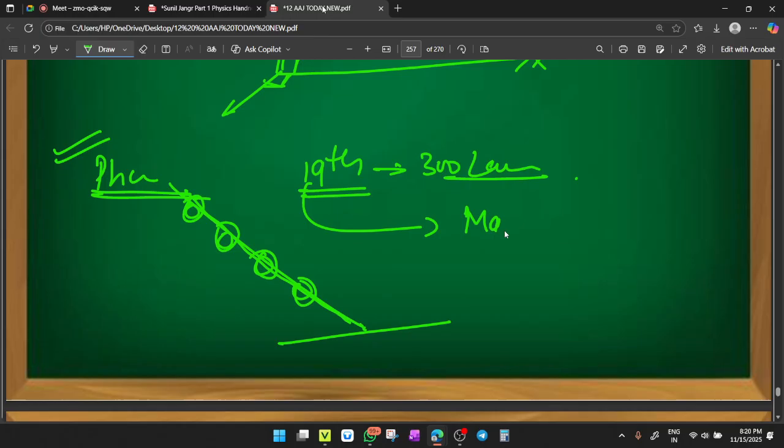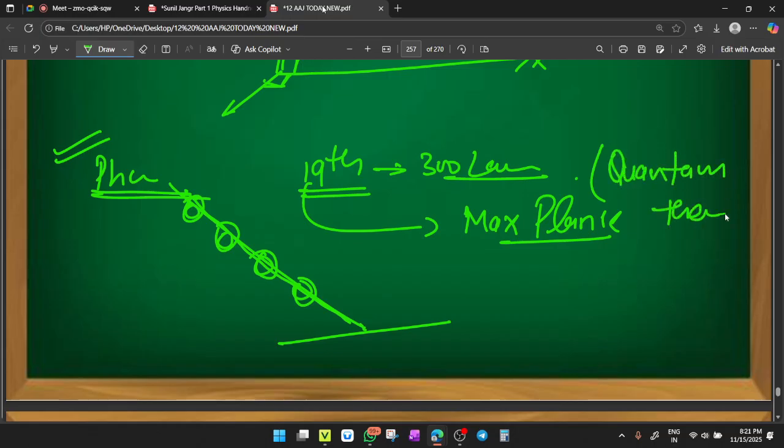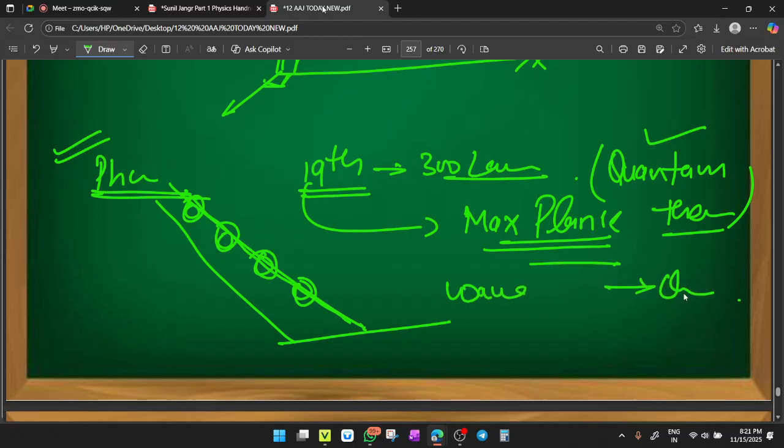The scientist Max Planck gave the particle theory, and that theory was named the quantum theory. In the next chapter we will study the quantum theory of light. Clear? So Max Planck established the quantum theory. So again there is a rivalry between the two fronts, one for the wave theory and another for the quantum theory.